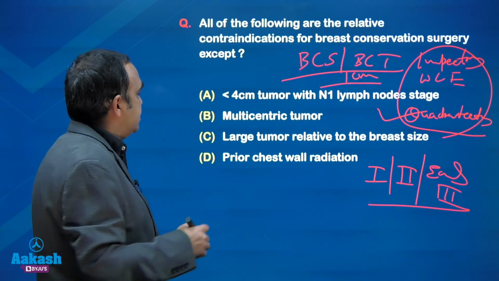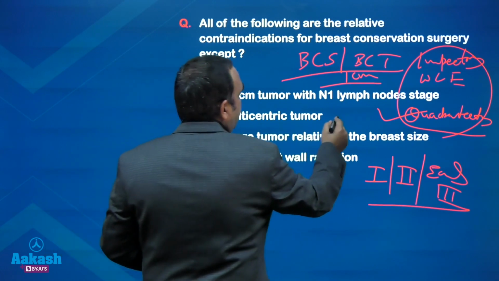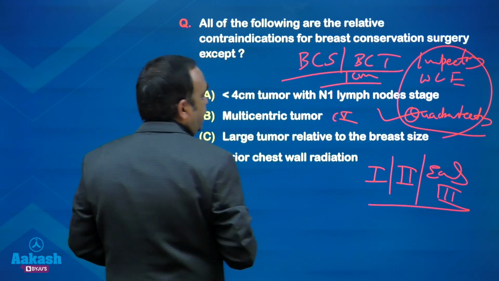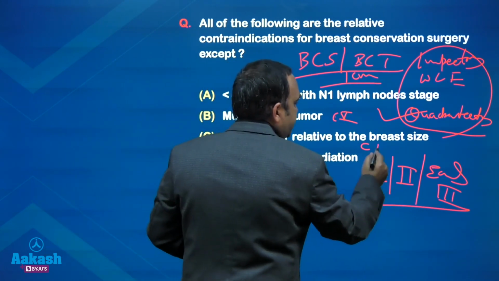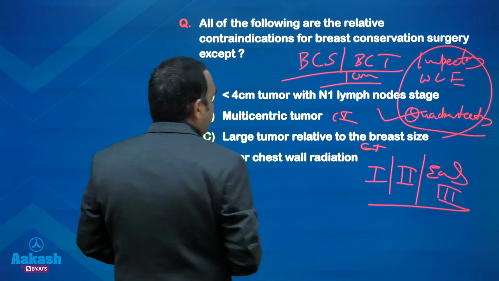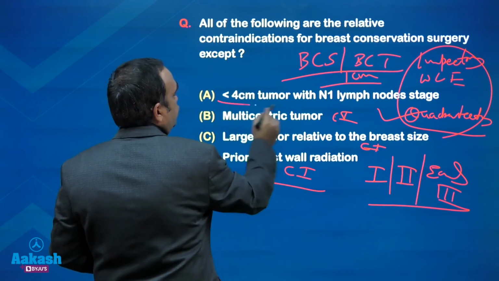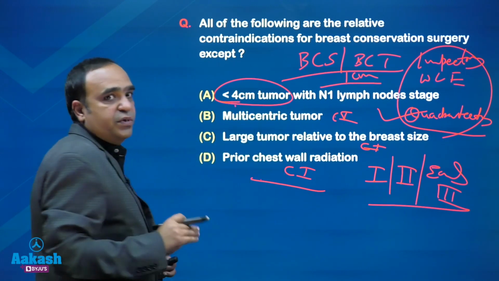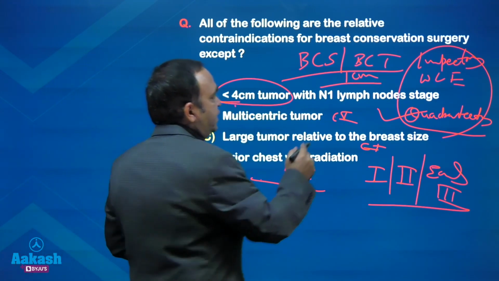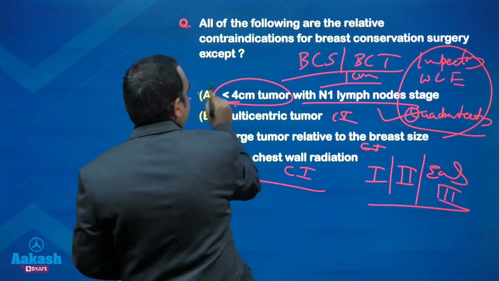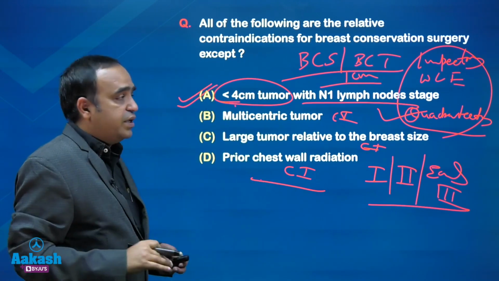Now look at the choices. Multicentric tumor is a contraindication. Large tumor relative to breast size, contraindication. Prior chest wall radiation, contraindication. Now a less than 4 centimeter tumor, a small size tumor with N1 lymph nodes, BCS can be done. So it's not a contraindication.